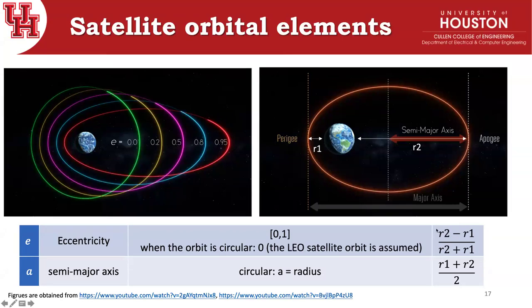And here are the formulations to calculate them based on R1 and R2. R1 is the distance between the perigee and the center of the Earth, and R2 is the distance between the apogee and the center of the Earth.